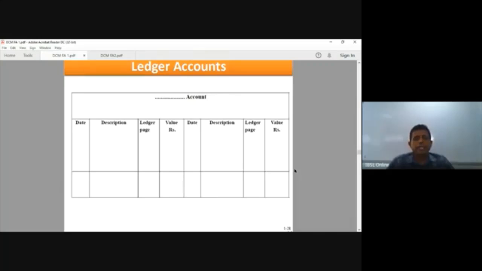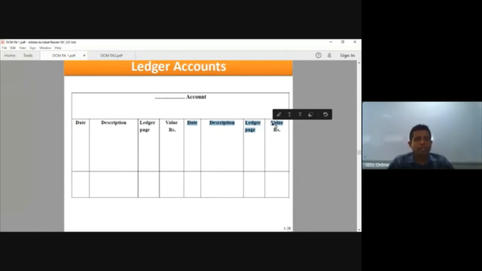Right. This is the format of a normal ledger account. You have the debit side up to this point. This is called the debit side. From this point onwards, this is called the credit side. Debit side and credit side have similar columns. If you take the first column, date, both sides have dates. Then the second column, description, both sides have description. Then the ledger page, both sides have ledger page. Then the value.